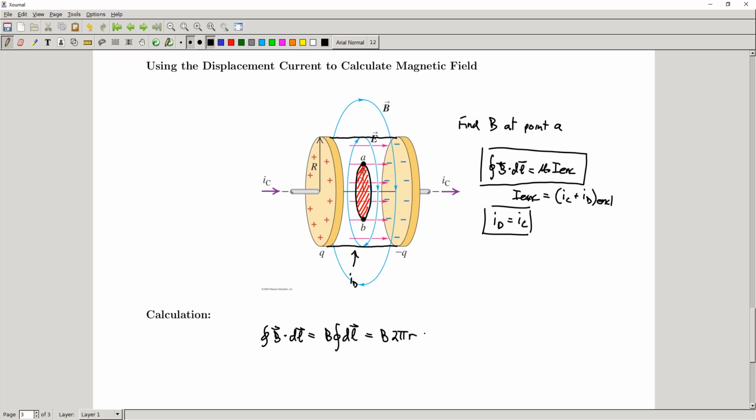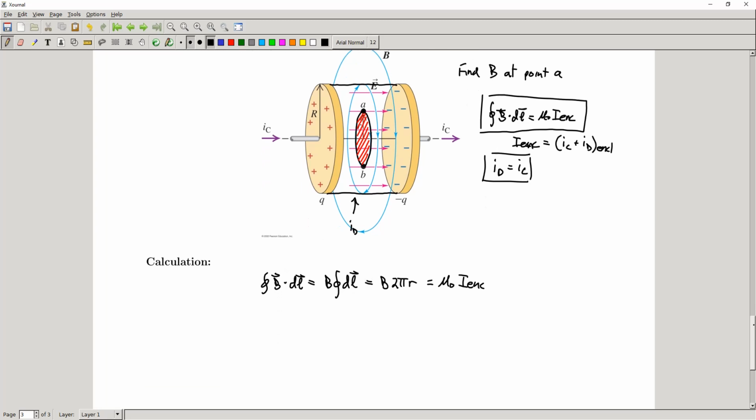The right-hand side, we're going to end up with μ0 I enclosed. But what is I enclosed, right? So we're enclosing some current here. Now we're not enclosing any IC. We're not enclosing any of the traditional current that we would think of, our conduction current, but we are enclosing some of this new displacement current, right? Now how much displacement current are we enclosing?